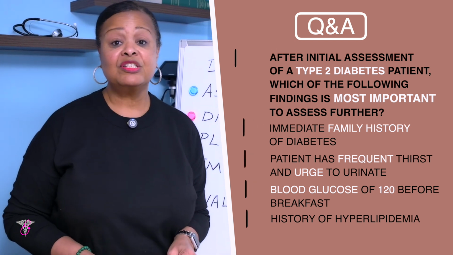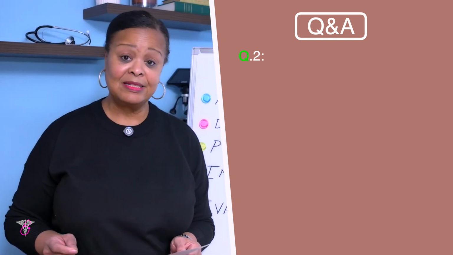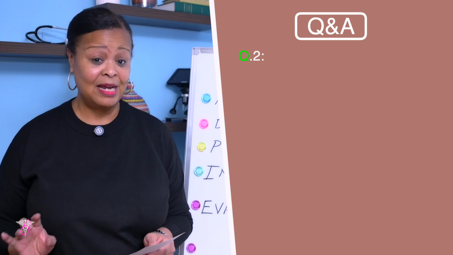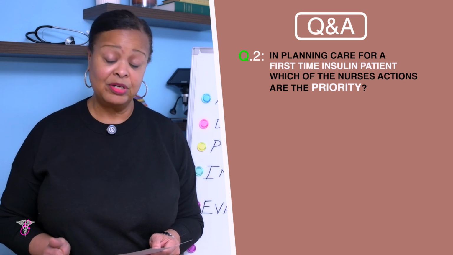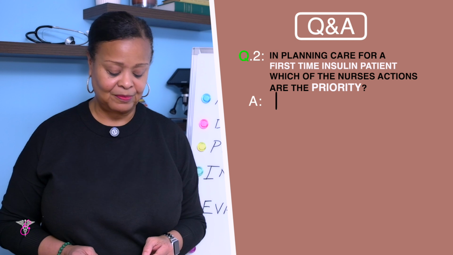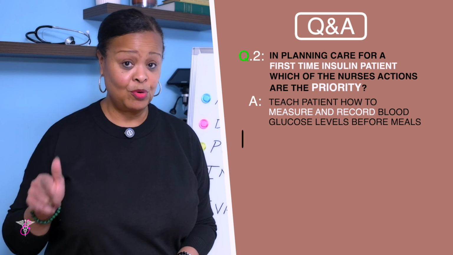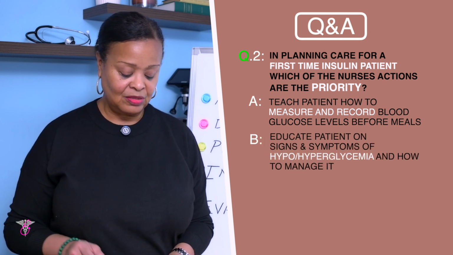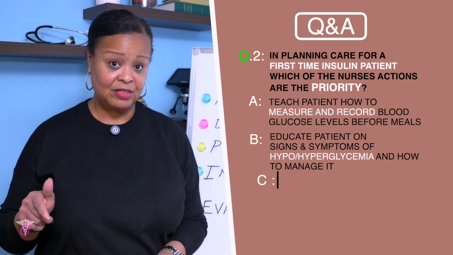So we're going to go on to question number 2. All right, so sticking with the same idea of a person that's newly diagnosed with diabetes. Number 2, a nurse is planning care for a patient with diabetes who is newly prescribed insulin. So it's the first time on insulin, so we know there's a lot that needs to be done with this patient. Which of the following actions is the nurse's priority to helping the patient manage their condition? A, teach the patient how to measure and record blood glucose levels before meals. B, educate patient about signs and symptoms of hypoglycemia, blood sugar low, and how to manage it.